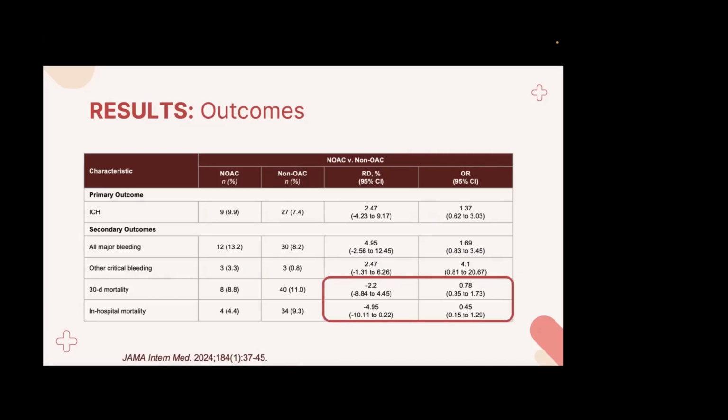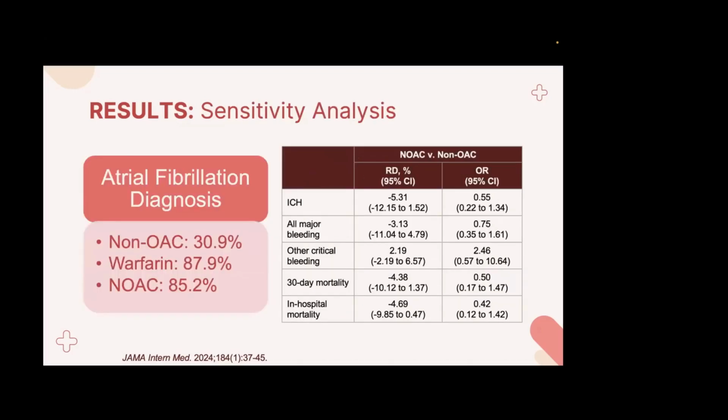Now, although not statistically significant, an interesting finding was that mortality in hospital and within 30 days was actually lower in our patients who had those NOAC exposures. The majority of patients on NOACs had a diagnosis of atrial fibrillation, which could potentially indicate the need for chronic anticoagulation. And when only looking at patients who had a diagnosis of atrial fibrillation, there was no statistical difference between the exposure groups for any of the pre-specified outcomes.